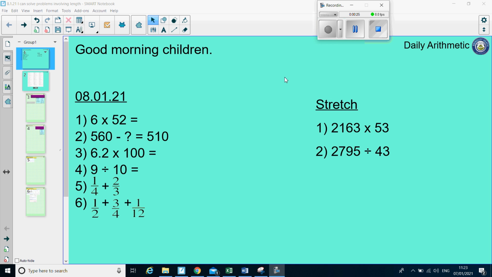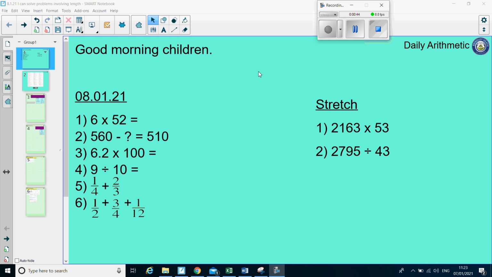First of all, the arithmetic is on the screen then, just like you've been doing this week. I want everyone to have a go at the first 6 questions. If you want, you can challenge yourself and have a go at the stretch questions too. If you want to pause the video now and have a go at those questions. Okay, we'll go through the answers then.